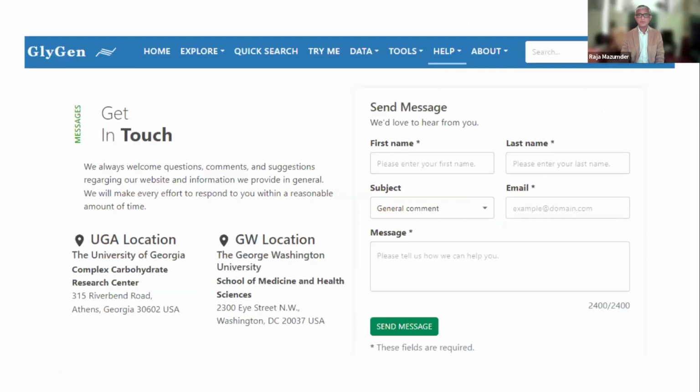Please feel free: if you go to the GlyGen website, you can click on help, and there is a place where you can get contact information and send your question or message. If you want to have a demo for your lab, let us know.